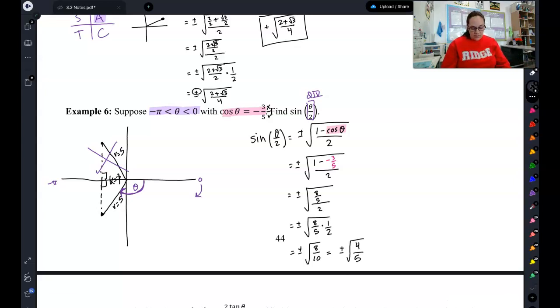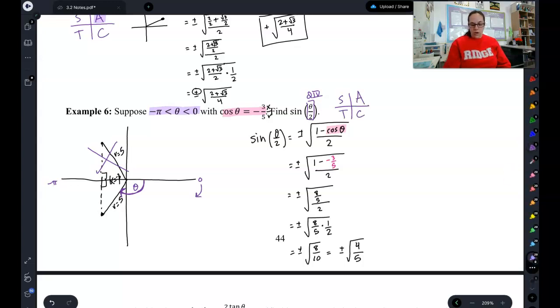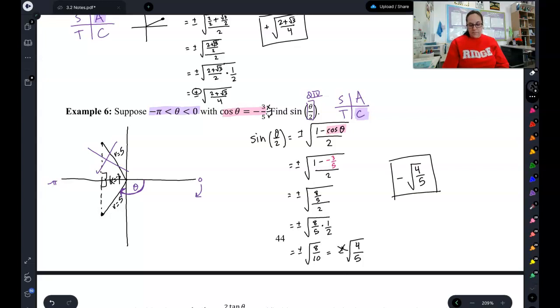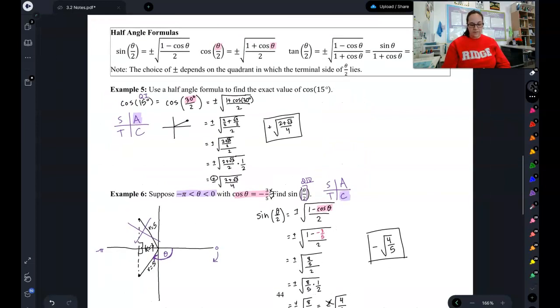Now, let's talk about the plus or minus. We said that theta over 2 is a quadrant 4 angle. So if this is a quadrant 4 angle, that means cosine is positive in that quadrant. All the rest are negative. We are being asked for sine. That's what we want to find. So that means sine is negative. I want to keep the minus sign on this one. And that is how we use our half angle formulas.